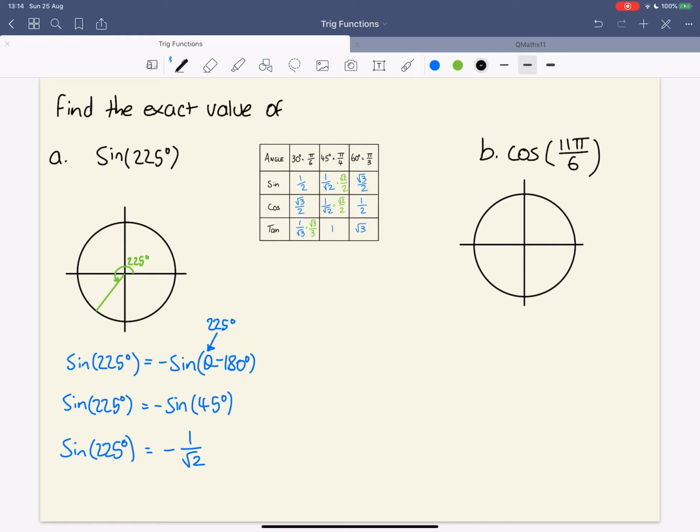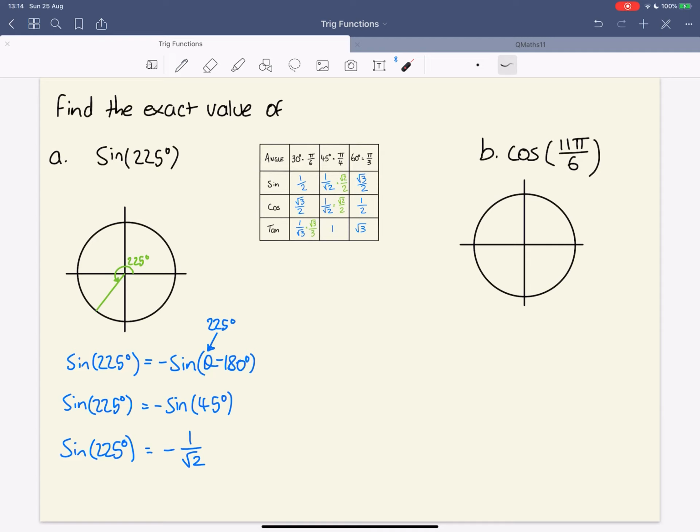Okay, so there's a couple of different things that we could do. I could take this approach in a couple of different ways. What we could do is just do 11 times pi, which we know is 180. So 11 times 180 divided by 6. And that'll give me the angle that we're interested in. But if we don't have a calculator and we just want to work in pi, well, we can estimate this, right?